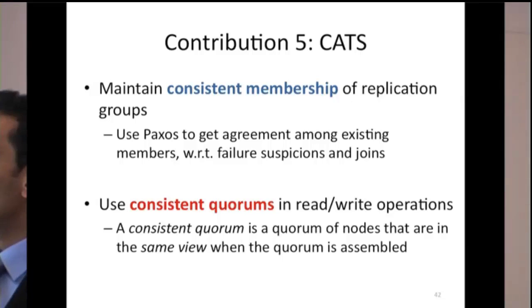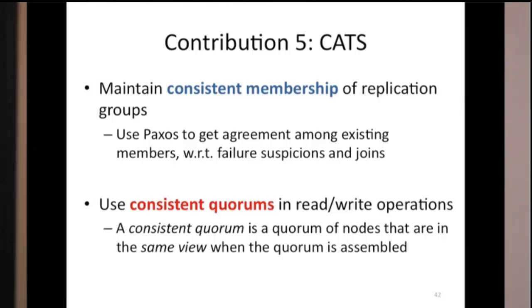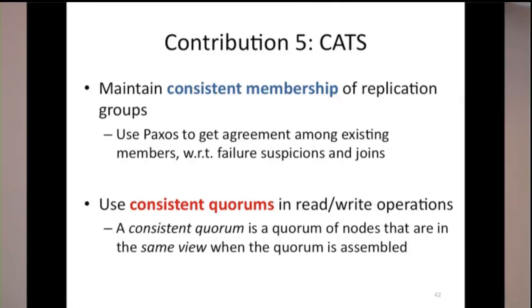A consistent quorum is the same concept as a quorum, but we enhance it a bit with a particular definition, which is the following. A consistent quorum is a quorum of nodes that are in the same view, which means that they have the same view of the replication group. Right. What does this mean? I'll just show you an example of consistent quorums.